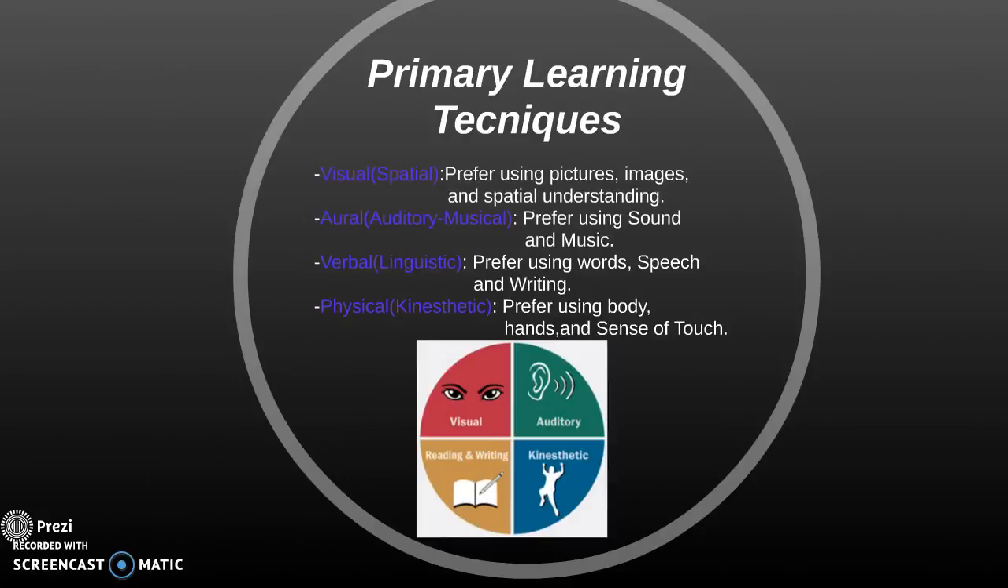Coming to primary learning techniques: visual, oral, verbal, physical. In visual, we prefer mostly using pictures, images, and spatial understanding. You can easily visualize any objects, plans, and outcomes in your mind's eye. In the oral style, any sound, any rhythm, any theme, one prefers using sound and music.